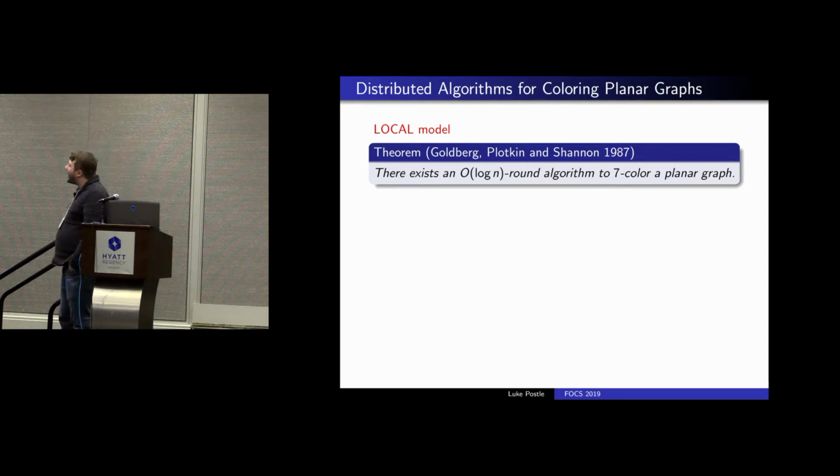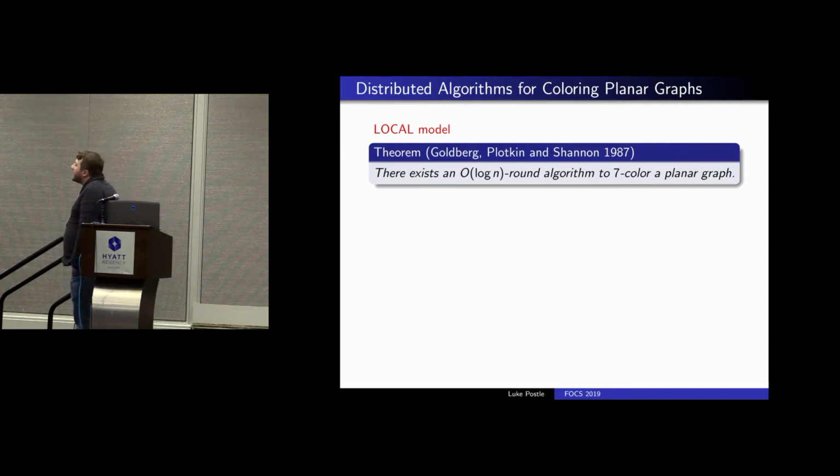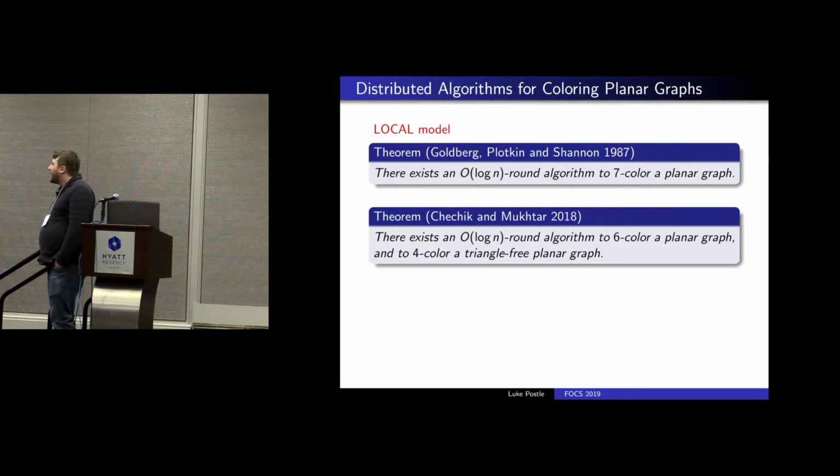And Goldberg, Plotkin, and Shannon a long time ago, in 1987, showed that there exists an O(log n) round algorithm to 7-color a planar graph. And Linial had shown that trees you can't even color with a bounded number of colors in better than O(log n) rounds. So we're not going to hope to do better than log n, but this shows that 7-coloring can be done.